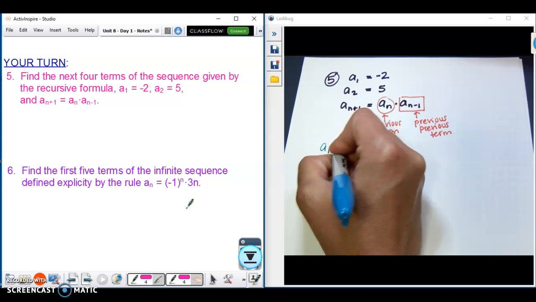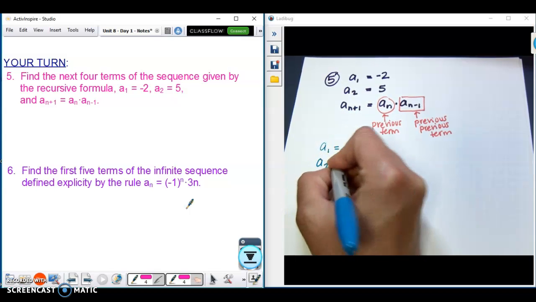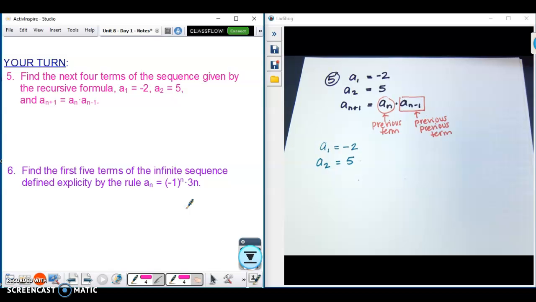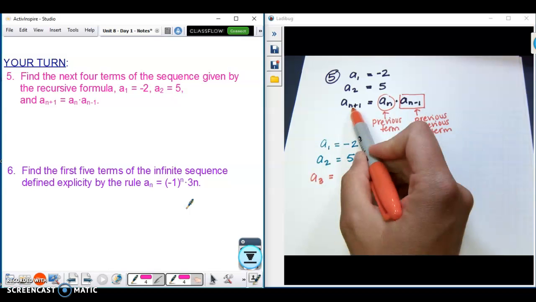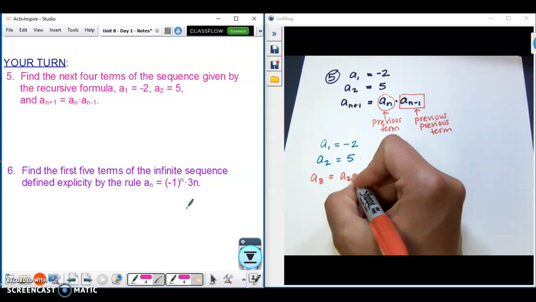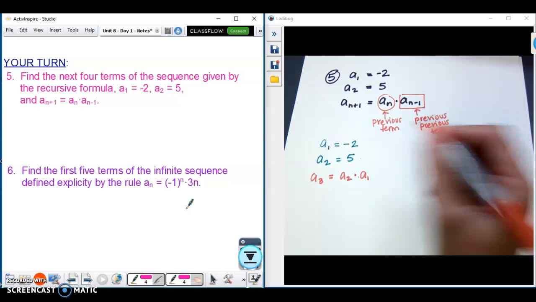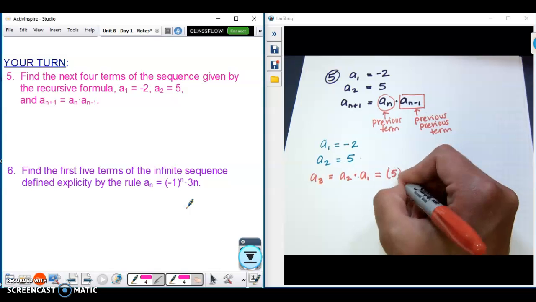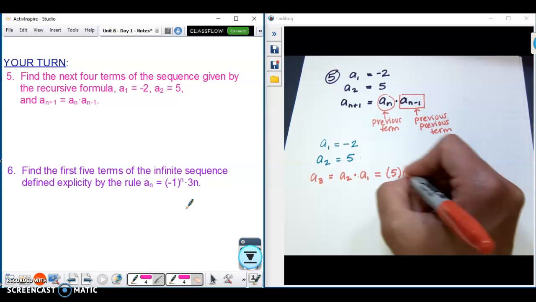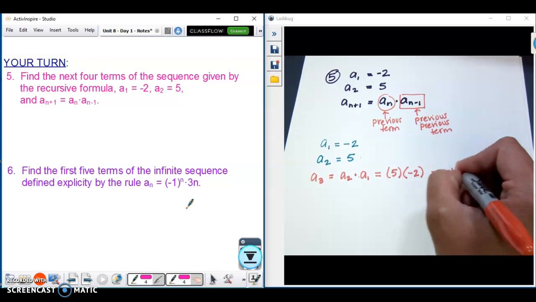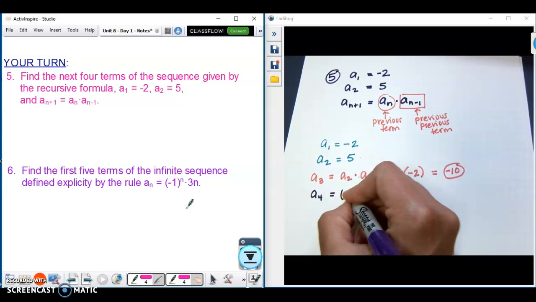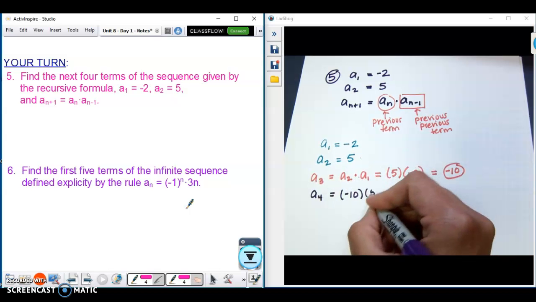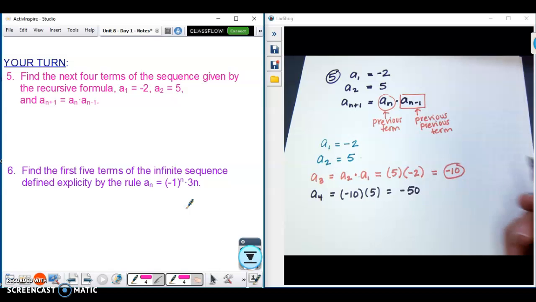So we have A sub 1 equals negative 2. A sub 2 equals 5. Okay, so if I want to find A sub 3, I am going to write this out with the formula. If this is A sub 3, the one before that would have been A sub 2, times the one that's before that, A sub 1. Well, we know A sub 2 is 5, that's the previous term. We know A sub 1 is negative 2. So that will give us negative 10. Okay? So when I do the 4th term, you're really just multiplying my previous term, which is negative 10, times the previous term before that, which is 5, which will give us negative 50.